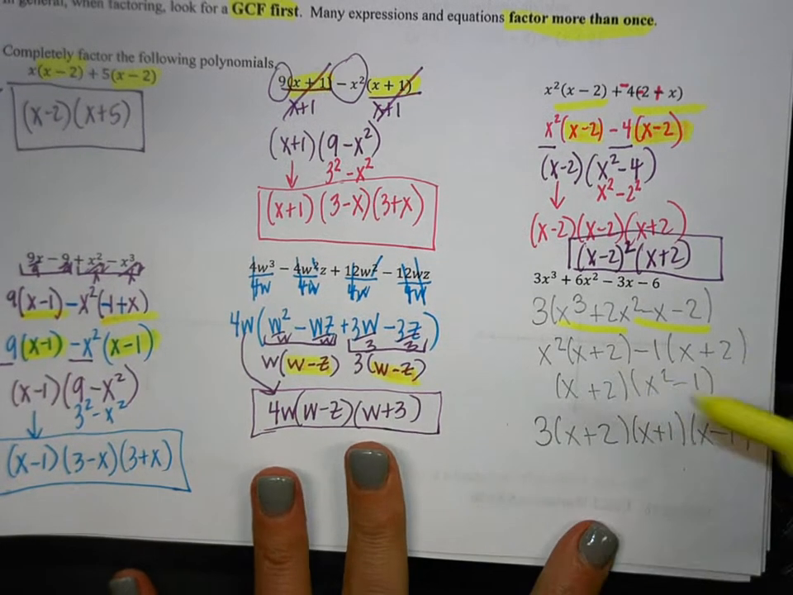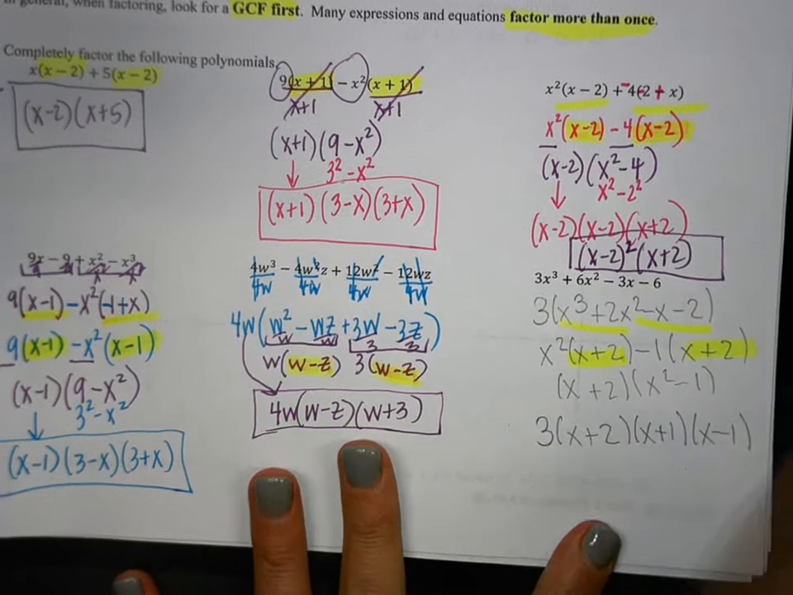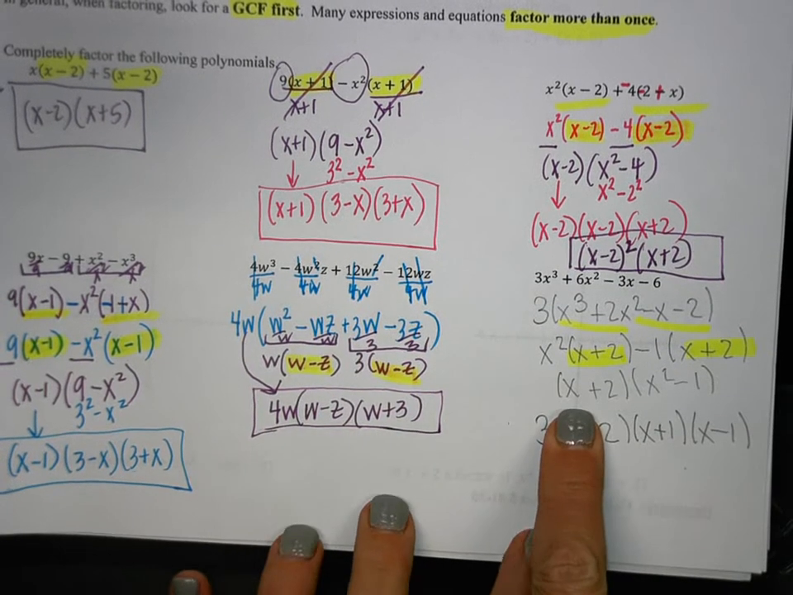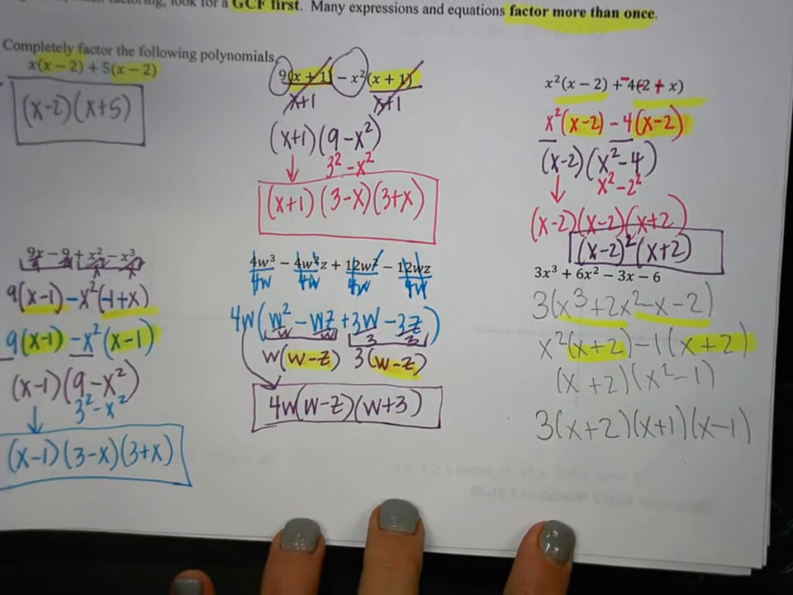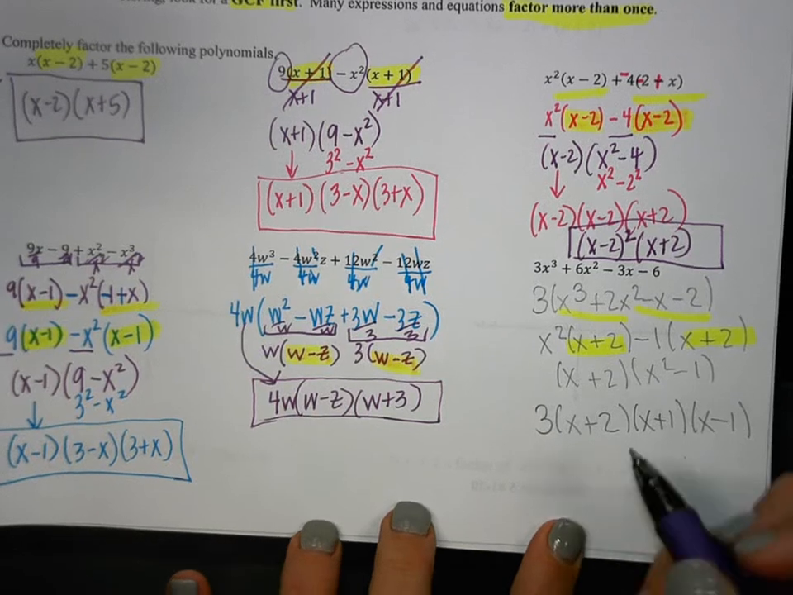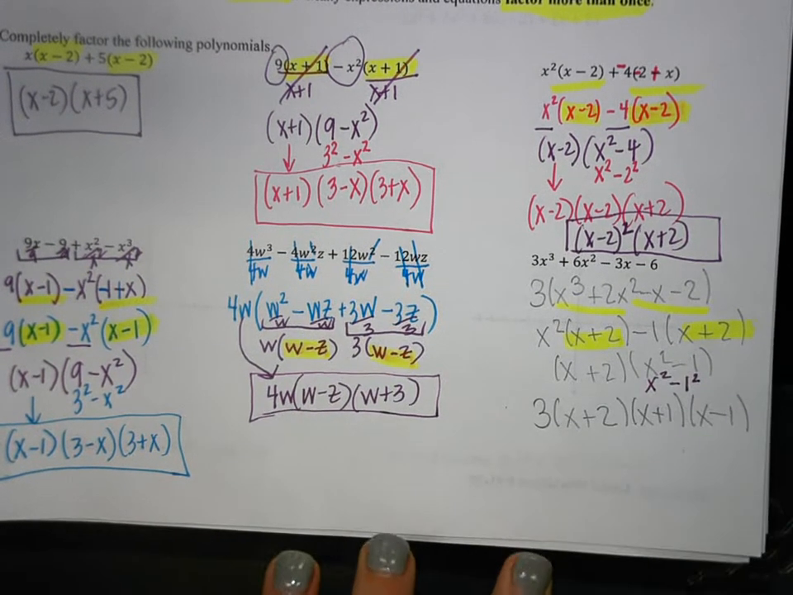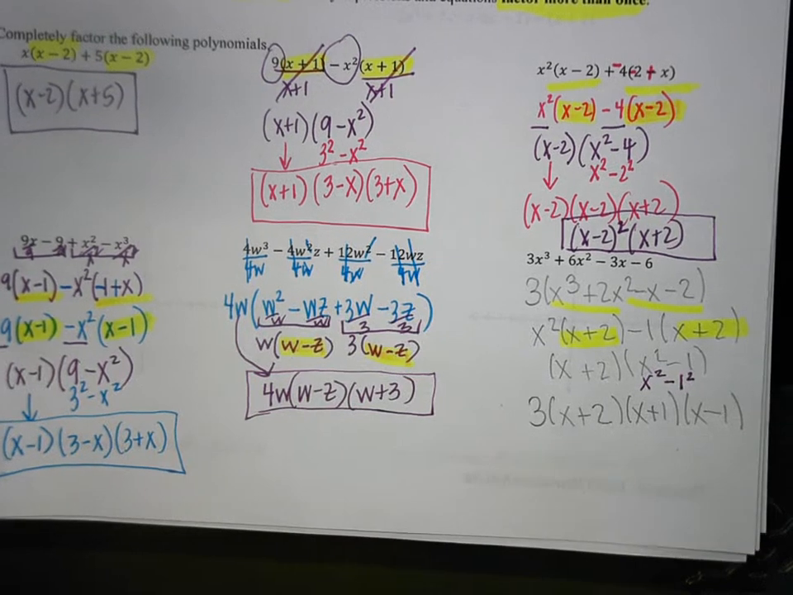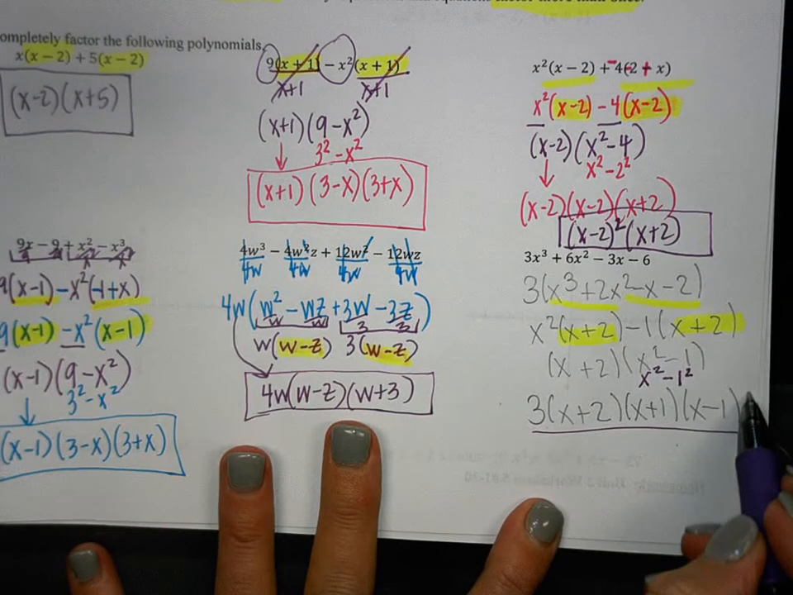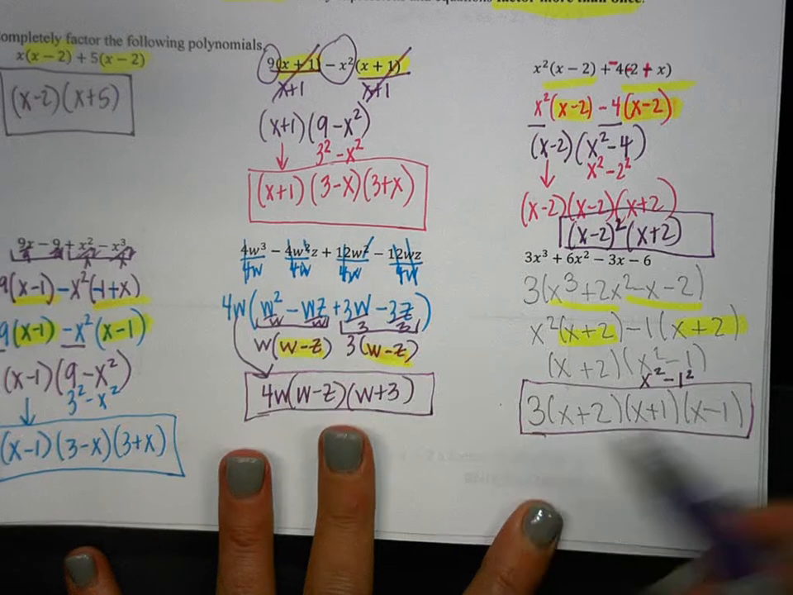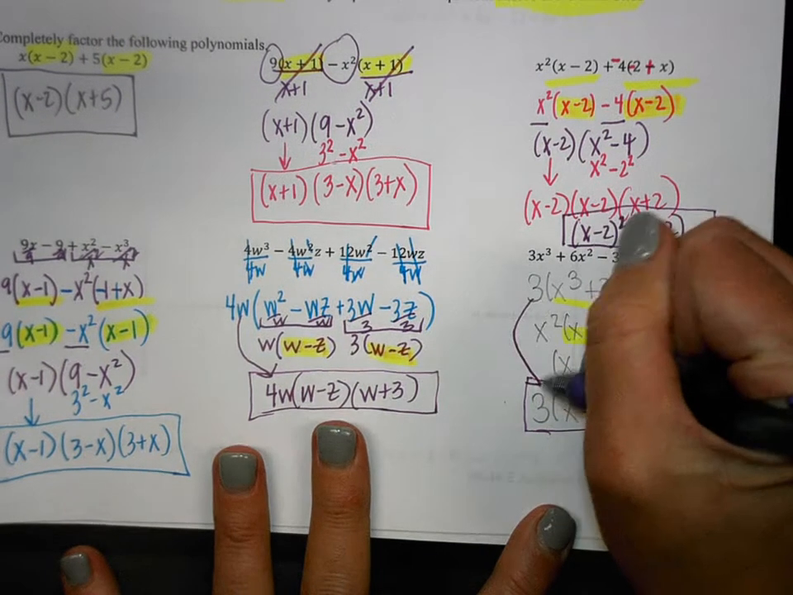So she thought that these were her like terms, which is how she factored out here, x plus 2. X squared minus 1 is a perfect square. X squared minus 1 squared. 1 is a perfect square. 1 times 1 is 1. And so that's how it factors to be the x plus 1 and x minus 1. And then she didn't forget to take out the GCF from the very beginning.